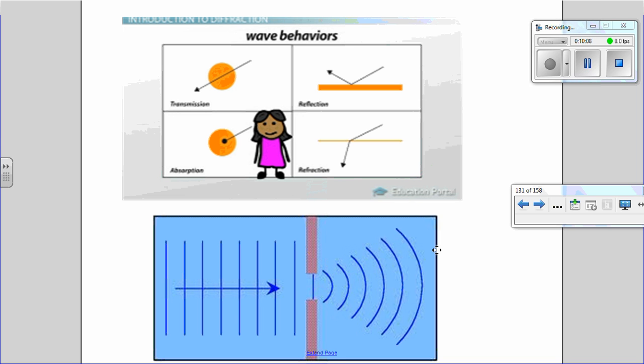Use this slide to get any pictures that you did not get on your graphic organizer, because these are some basic pictures that show you what's happening with these different types of wave behaviors. Make sure you have completed your graphic organizer and you have all of your notes. And that concludes our video lesson on wave behavior.